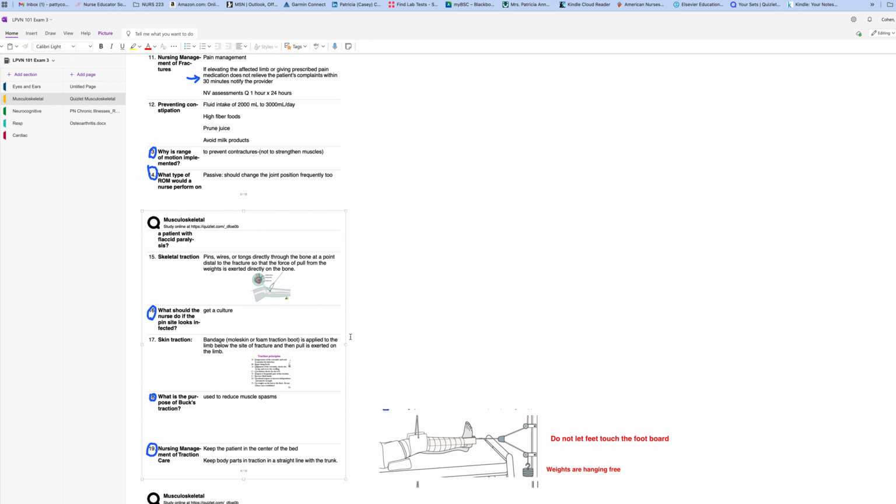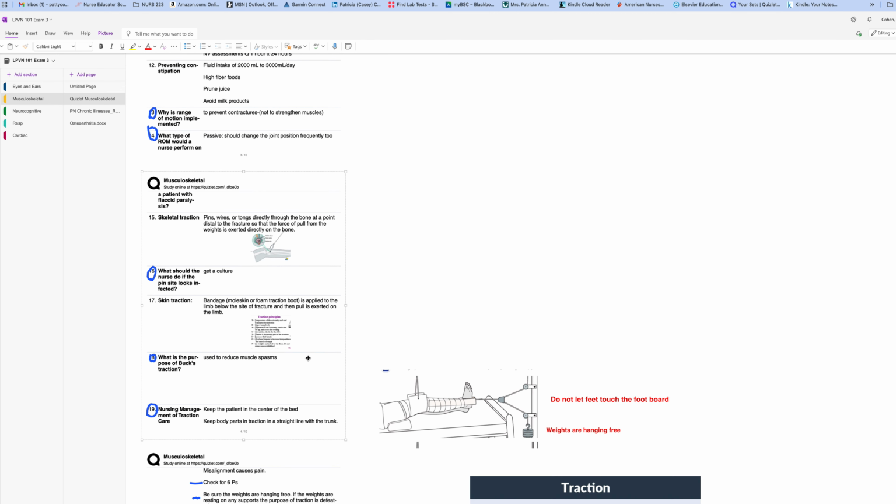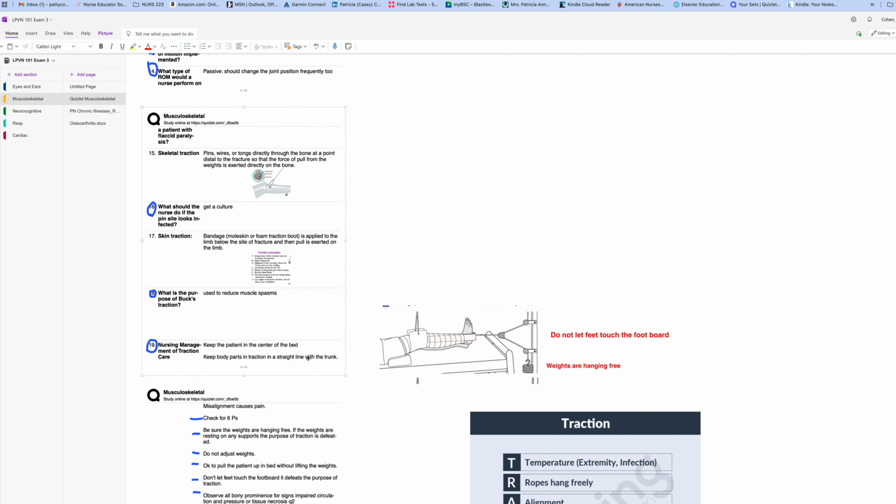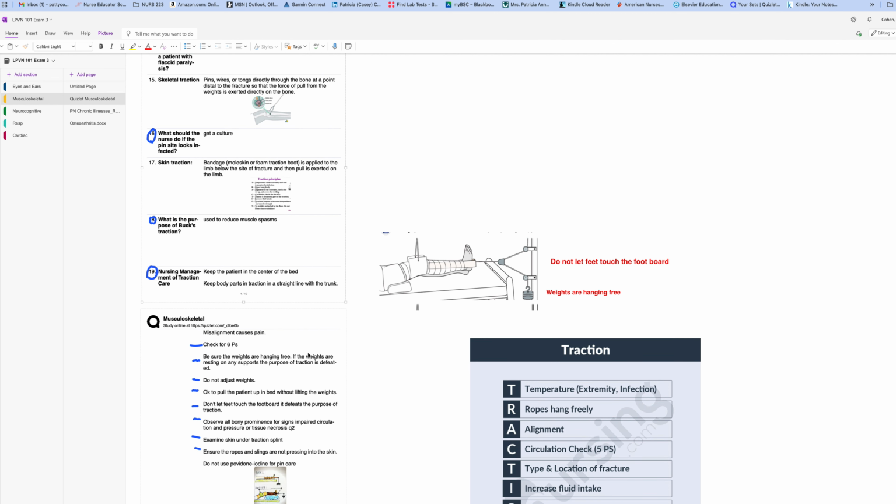All right. So remember all the nursing implications for traction. You did it in an escape room. You've got this mnemonic here. You never let the feet touch the footboard. You make sure the weights are hanging free. And this would be with anybody in skeletal or skin. Weights hanging free, don't touch the footboard, okay? You're checking the 6Ps. You're checking them Q1 hours times 24. Don't adjust the weights. You can pull the patient up without lifting the weights. Don't let the patient touch the footboard.